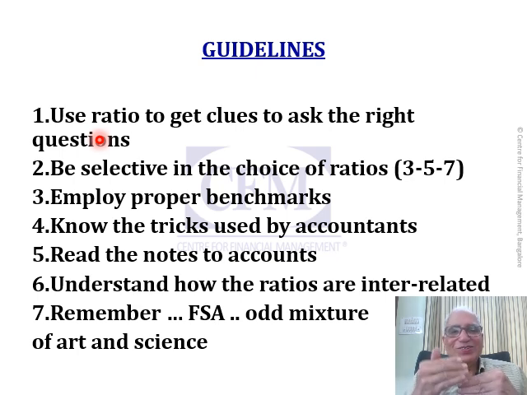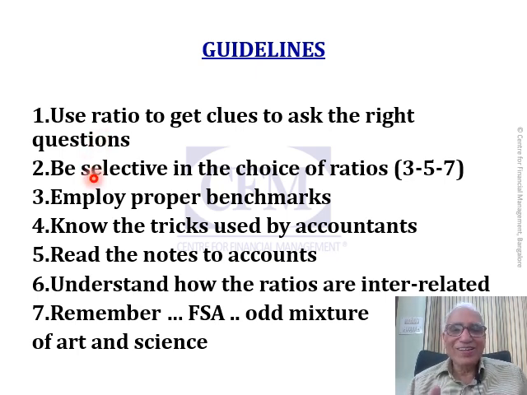1. Use ratios to get clues to ask the right questions. Ratios by themselves don't provide the answer, they only provide clues to ask the right question. Suppose the net profit margin of a firm is low. You have to ask, is it because the firm does not have pricing power? Is it because the raw material cost is very high? Is it because the selling and distribution costs are very high? Is it because R&D costs are very high? So on and so forth.